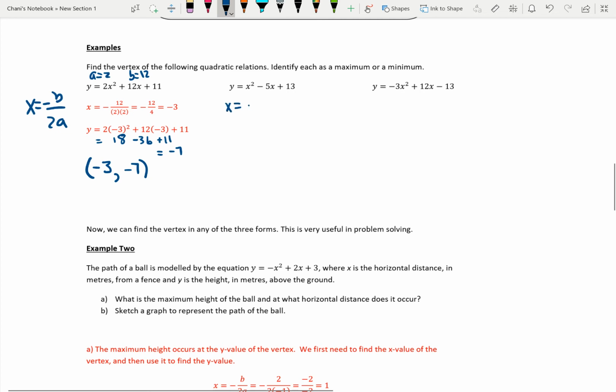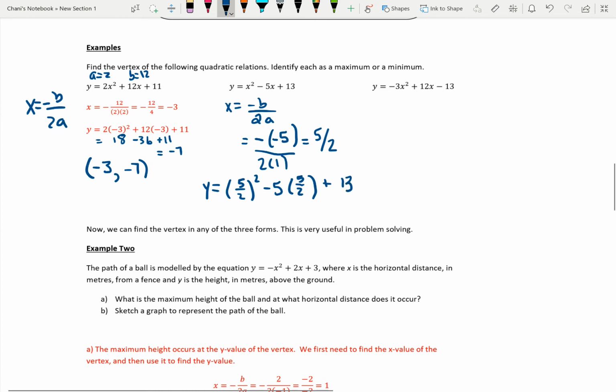So the x value of our vertex is negative b divided by 2a. Well, in this case, the b value is negative 5. So we have negative 5 divided by 2 times 1. So that is just 5 over 2 is the x value of the vertex. To find the y value, we take that and we put it back through the formula. Okay, so then this becomes 25 over 4 minus 25 over 2 plus 13.